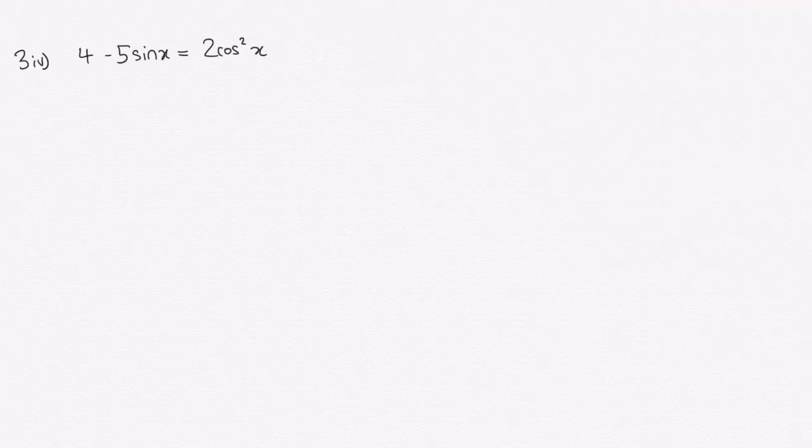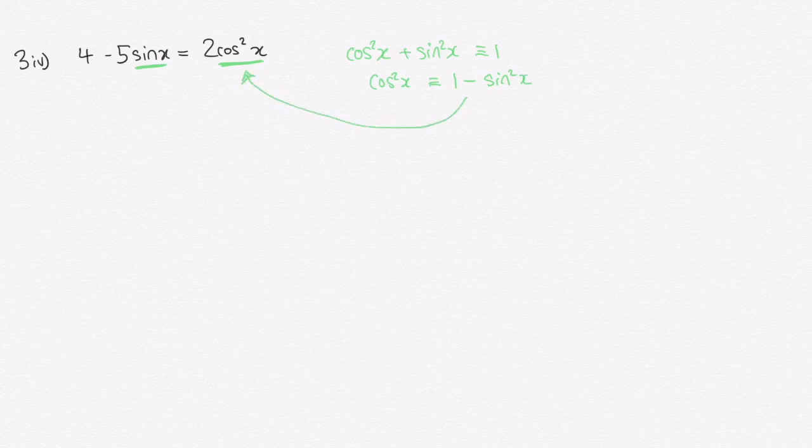Finally, I want to look at question 3, part 4. And we notice here we're going to have to do something with this because we have a sine x, but we also have a cosine squared x. And what should occur to us here is we've got a relationship between sine squared and cosine squared. We know that cosine squared x add sine squared x is identical to 1. So cosine squared x is identical to 1 minus sine squared x. And if we make this substitution for cosine squared, we're going to get an equation that just has sines in it. So let's do that.